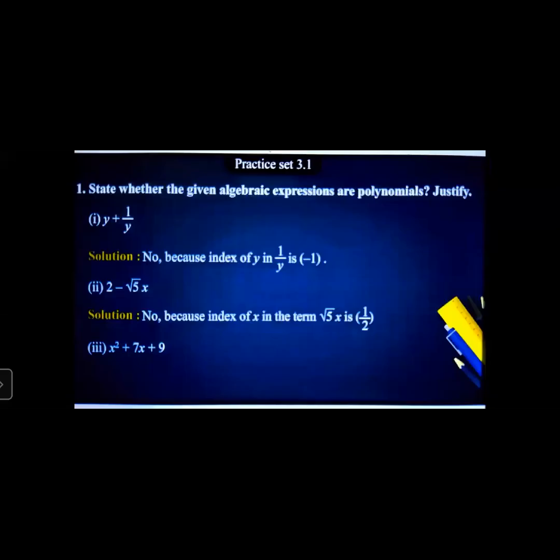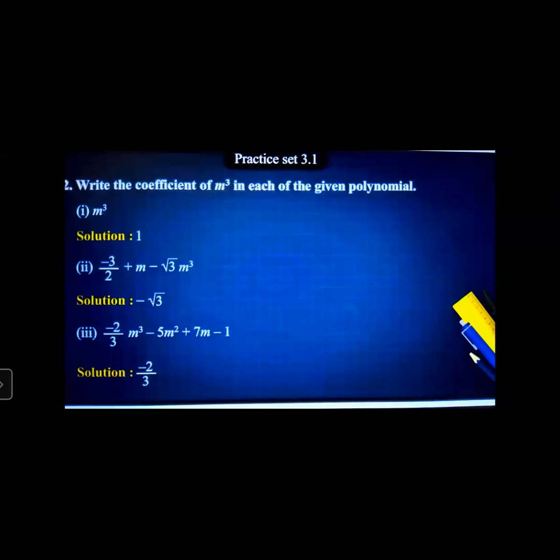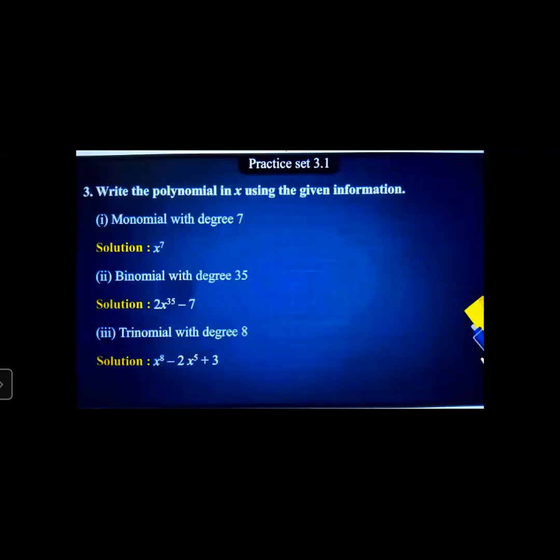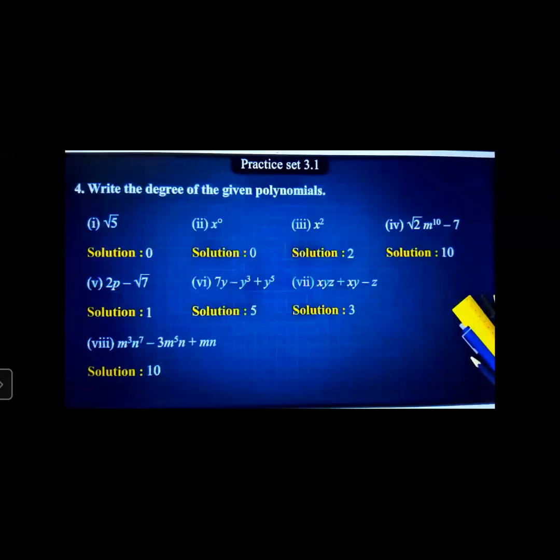Today, we have also solved practice set 3.1 and some solved examples on pages 36, 37, 38 and 39, and from page 39 these activities we have done. Practice set 3.1: state whether the given algebraic expressions are polynomials or not. Write the coefficients of m cube in each of the given polynomials. Write the polynomial in x using the given formula. These also we have seen.